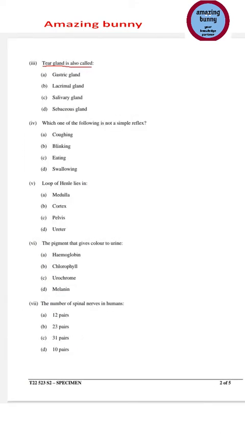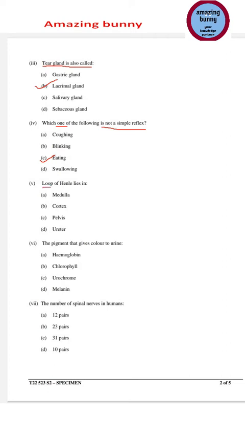Tear gland is also known as, and the answer is lacrimal gland, which is located above each eyeball, continuously supplying tear fluid that's wiped across the surface of your eye each time you blink your eyelid. Next question, which one of the following is not a simple reflex? And the answer is eating. A reflex or a simple reflex action is an automatic and fast movement in response to a stimulus. So the answer is eating, which is not a simple reflex.